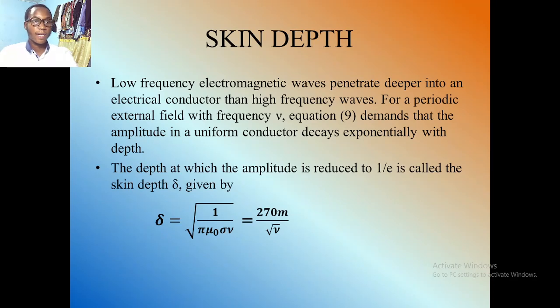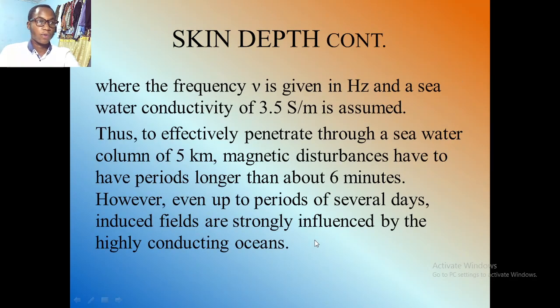Now we talk about skin depth, which is also known as depth of penetration. Low frequency electromagnetic waves penetrate deeper into an electrical conductor than high frequency waves. For a periodic external field with frequency v, equation 9 demands that the amplitude in a uniform conductor decays exponentially with depth. Skin depth is the depth at which the amplitude is reduced to 1/e, and it is given by the equation shown here, where the frequency v is given in hertz, and a seawater conductivity of 3.5 Siemens per meter is assumed.